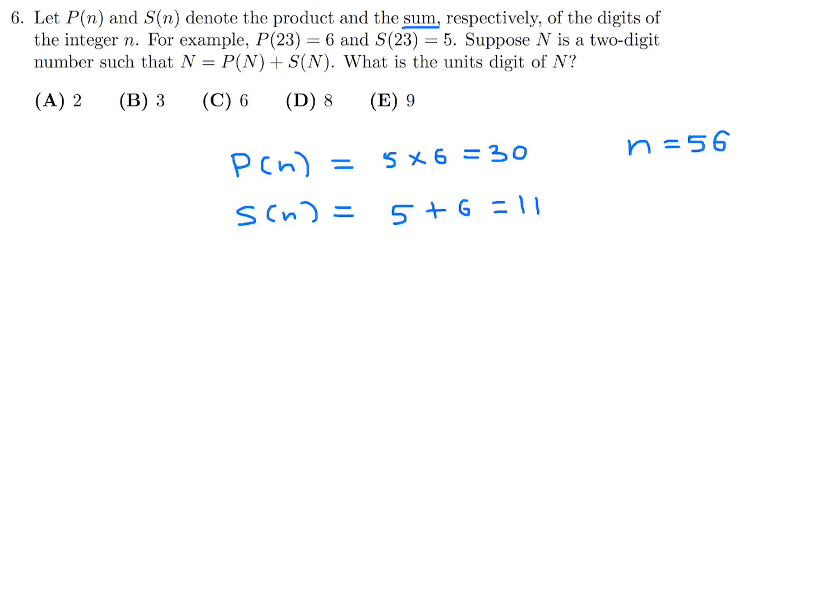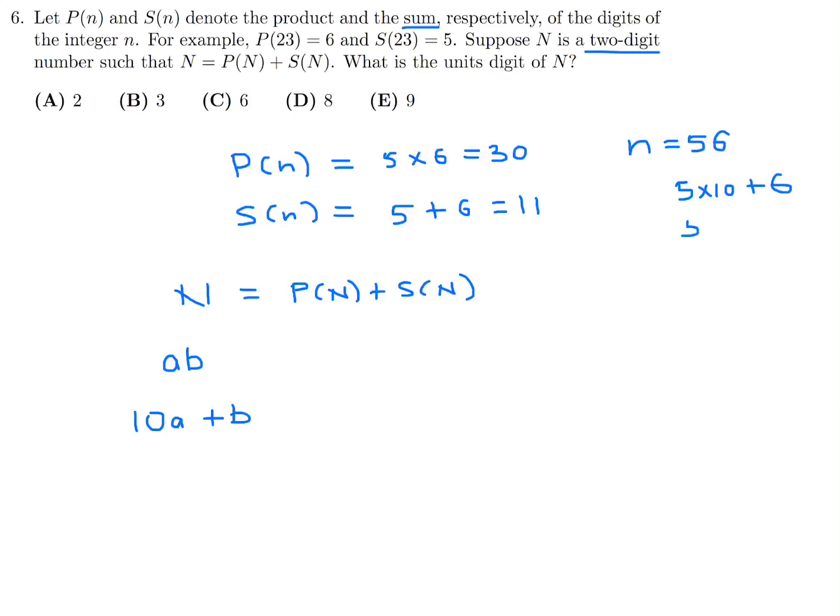So what they're saying is that you've got a number n that is equal to Pn plus Sn, and they want us to figure out what that number is. Okay, so the number n is a two-digit number, so that helps. Let's say it's AB. If you were going to write it out as a number, it would be 10A plus B, right? For example, 56 is 5 times 10 plus 6. 50 plus 6. That's how you get 56. So similarly, if our number was AB, that's written out as 10A plus B.